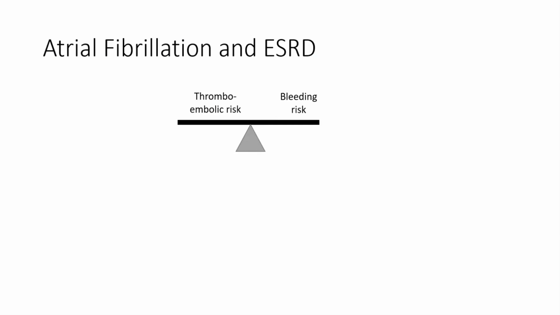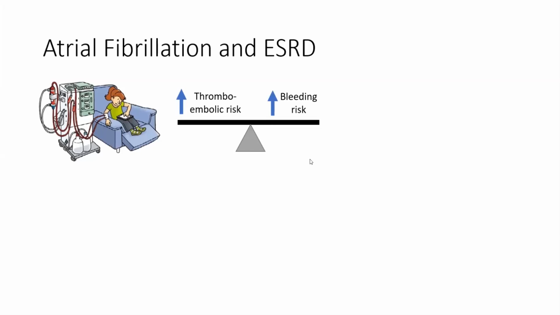AFib management is all about balancing your thromboembolic risk with your bleeding risk. Unfortunately, with patients on dialysis, they are at increased risk of both. However, providers tend to overestimate the thromboembolic risk and underestimate their bleeding risk.